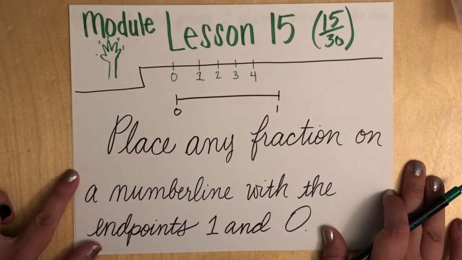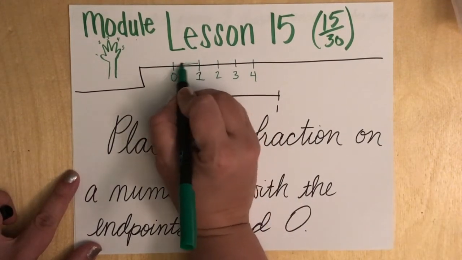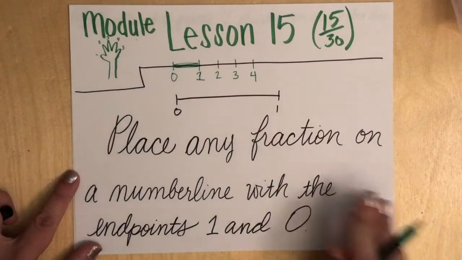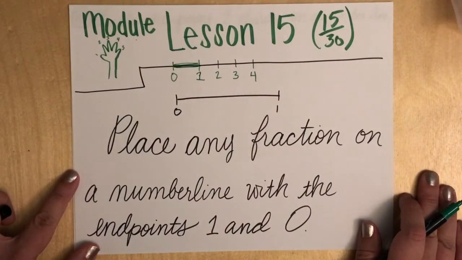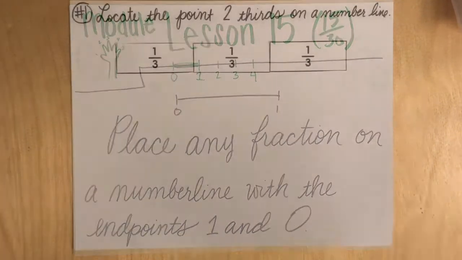And today we're going to zoom in on this space right here in between the 0 and the 1, because there's actually numbers between 0 and 1, and those are our fraction numbers that we've been learning about in class. So let's go ahead and get started.